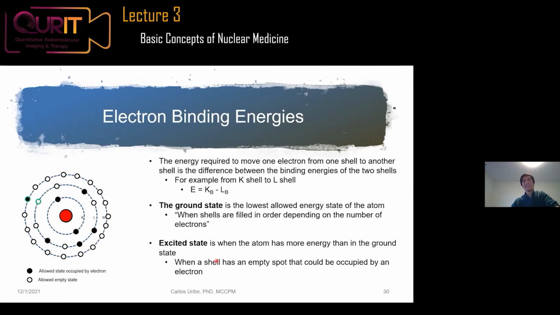An excited state is when the atom has more energy than the ground state, and that's when a shell has an empty spot that could be occupied by an electron from an outer shell. So that's what I'm showing here. We have 1 electron on the M shell, but we see that we have several empty spots on the L shell still. So this electron could in principle occupy this space. It is out there because it's in an excited state. To make it go to the ground state, this electron would go down here.